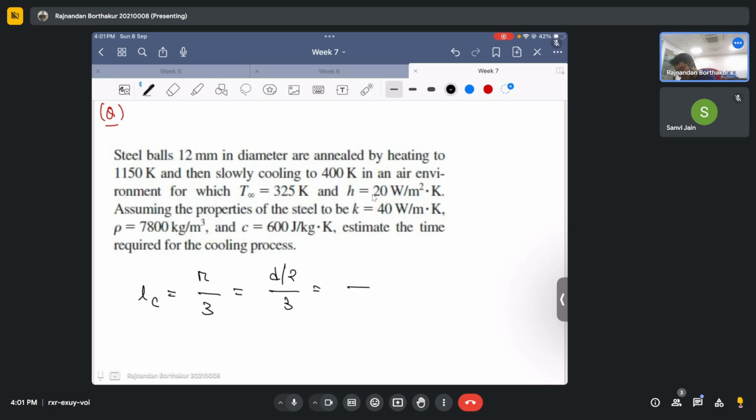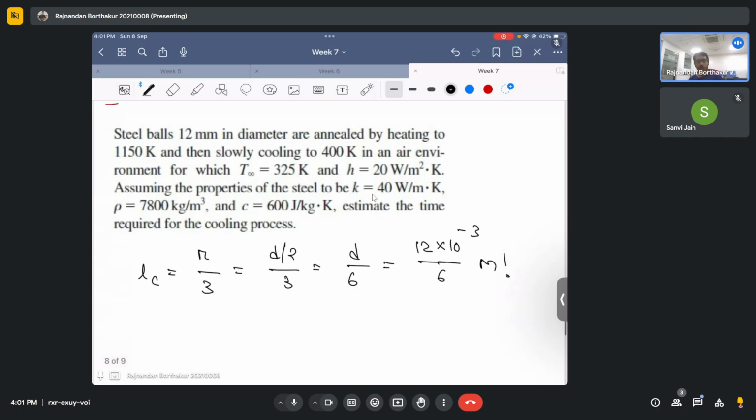So it becomes just D by 6. So your LC is basically 12 into 10 to the power minus 3 by 6 meters. Once you know LC, what's the second step? Are we directly going to substitute it in the expression theta by theta_i equal to exponent of minus Biot number times Fourier number, or should something else be done?